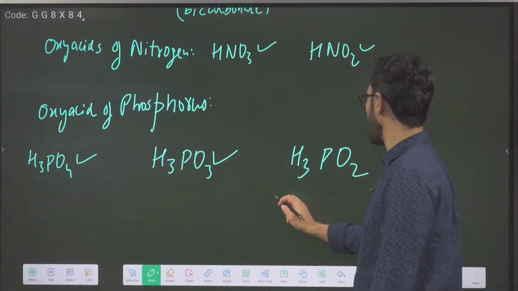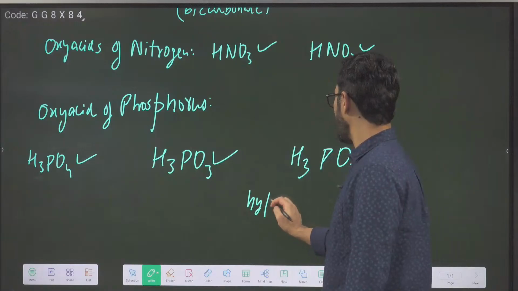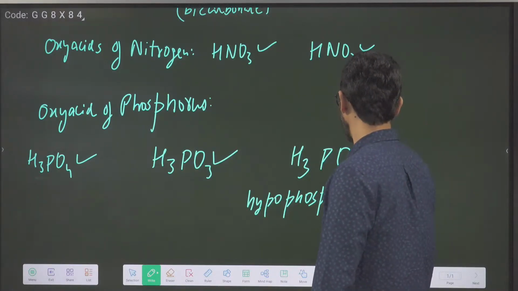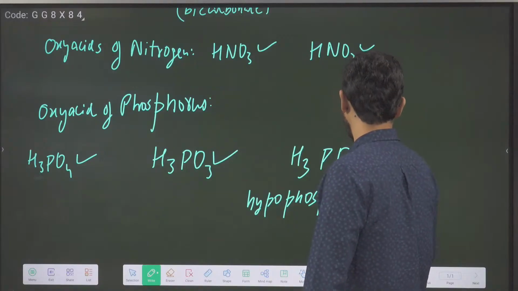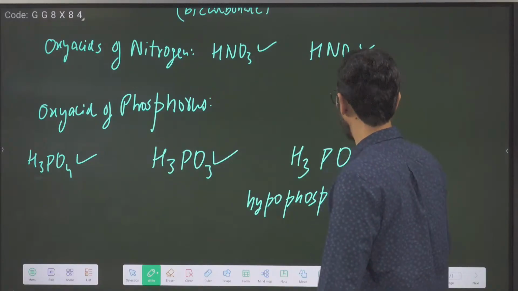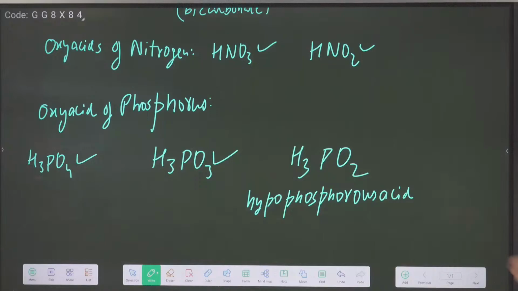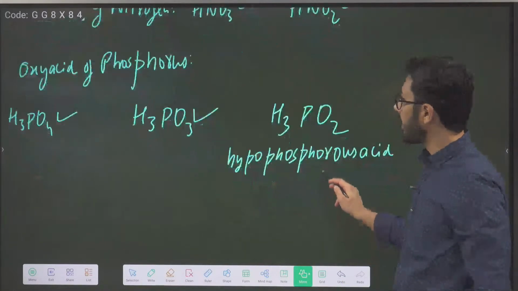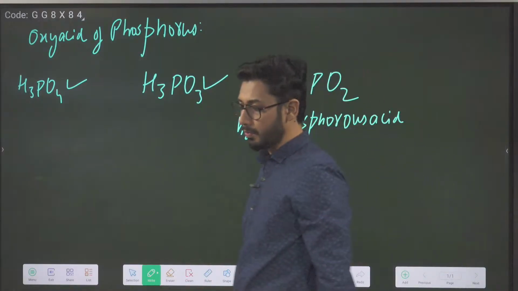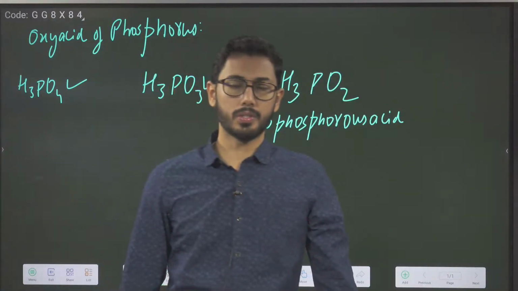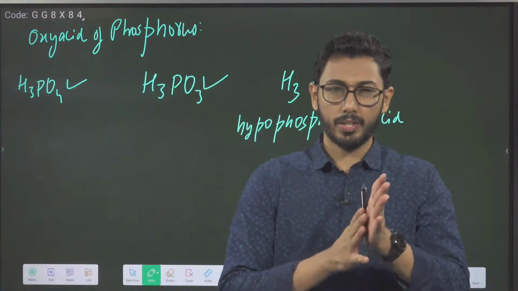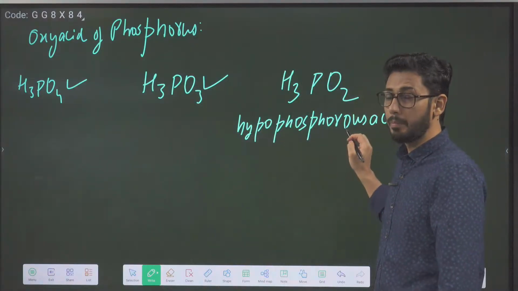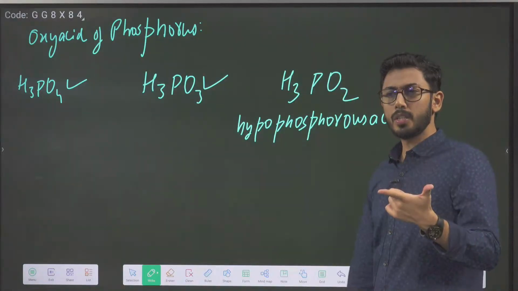Its name is hypophosphorus acid. Okay, so now after this recall, from here you will write that in oxyacids of phosphorus, phosphoric acid was discussed, phosphorus acid discussed, another acid is H3PO2. Name is hypophosphorus acid. We are just doing the nomenclature.